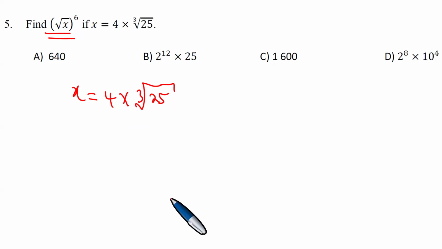What do we do here now? What do you suggest we do here? Please think about it. It's 1 minute. What do we do first? x is 4 times 25 to the power of 1 over 3.